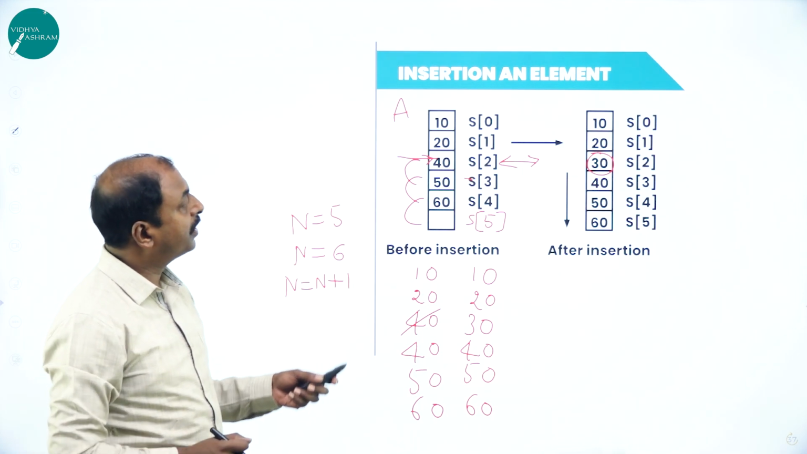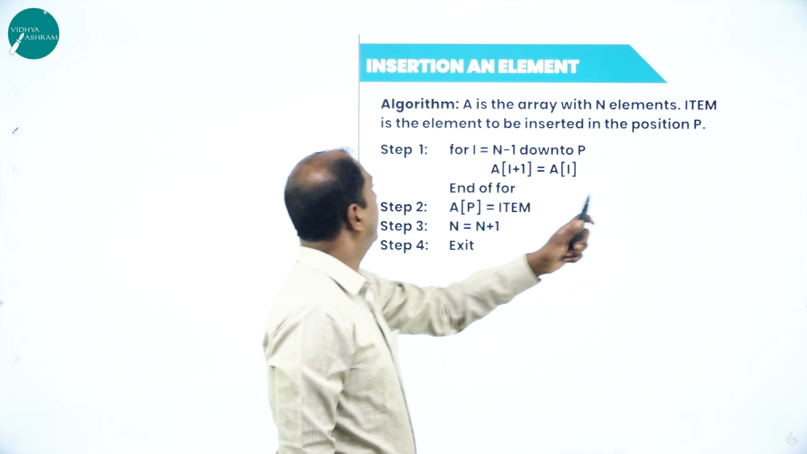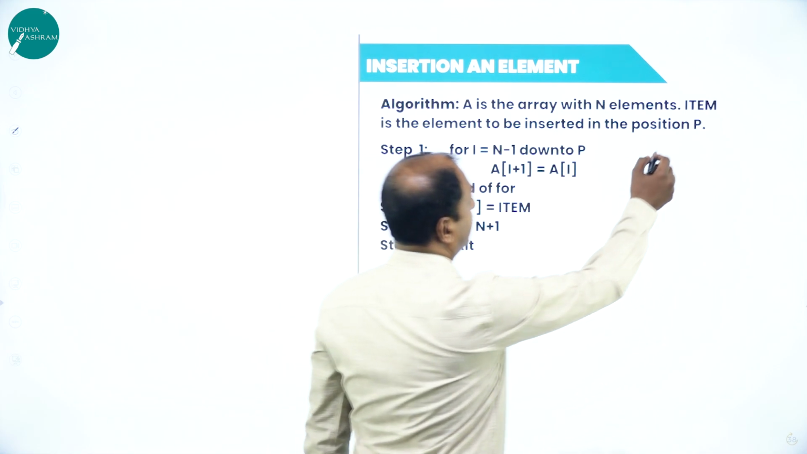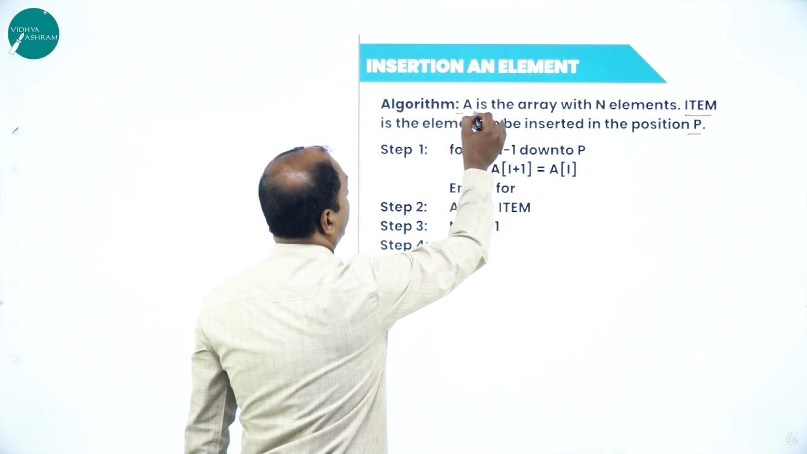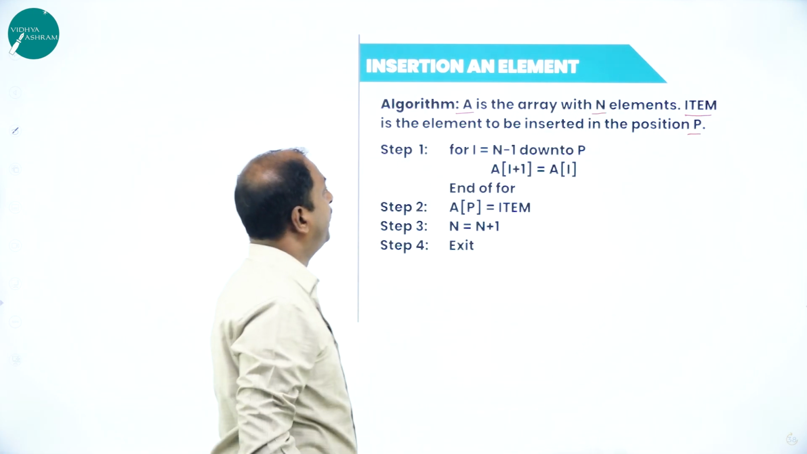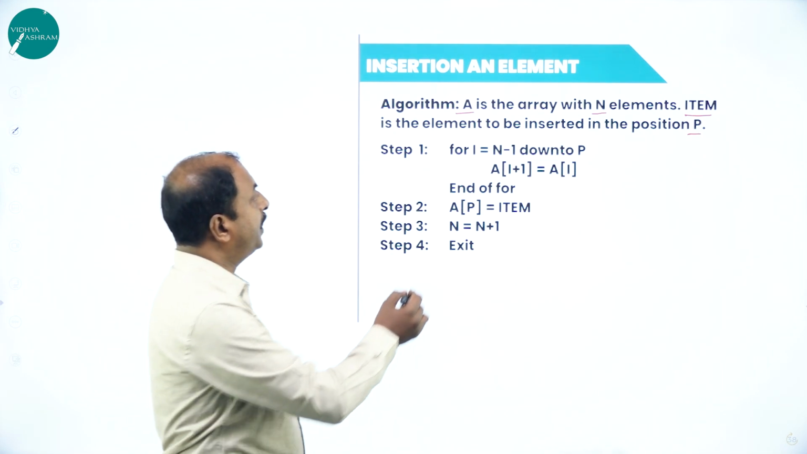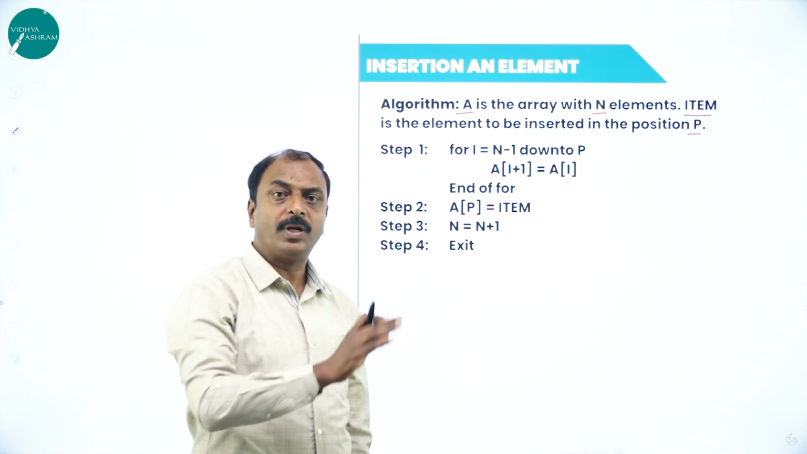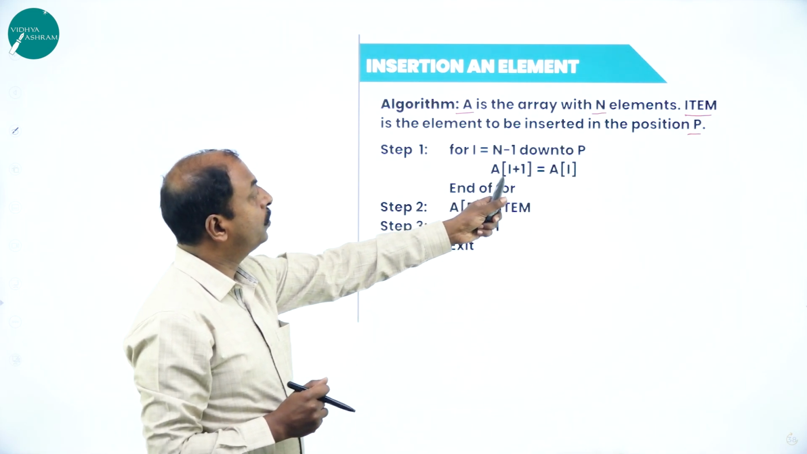Now look at the algorithm for the same. Here A is an array with n elements, and item is the element to be inserted at the position P. N is the size of the array. What is the first step? As we have seen in the previous example, from n minus 1 down to P, we have to shift the elements from the last element, n minus 1, up to position P.